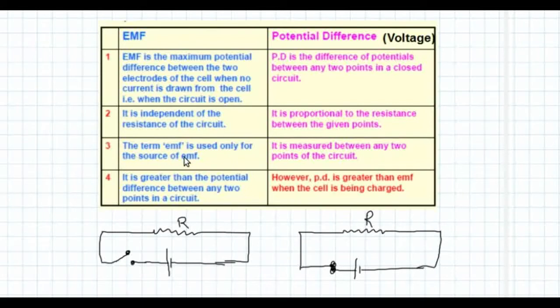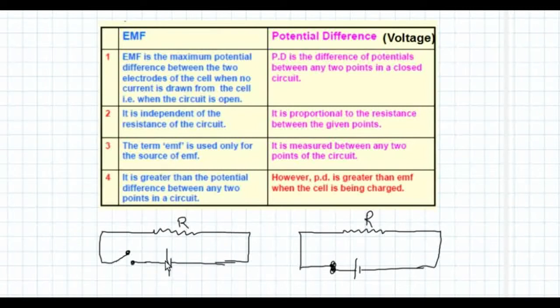Third point, the term EMF is used only for the source of EMF. So we cannot replace the word EMF with voltage. So this represents the source of the potential, or source of EMF. On the other hand, voltage is measured between any 2 points of the circuit. So you can measure the voltage across any 2 points, but EMF you measure across the positive and negative electrodes only. So that is the source of EMF.